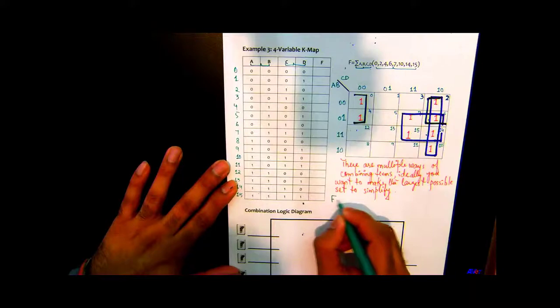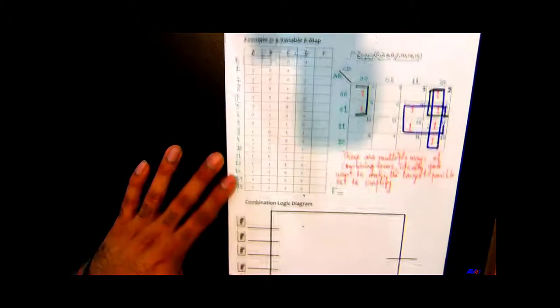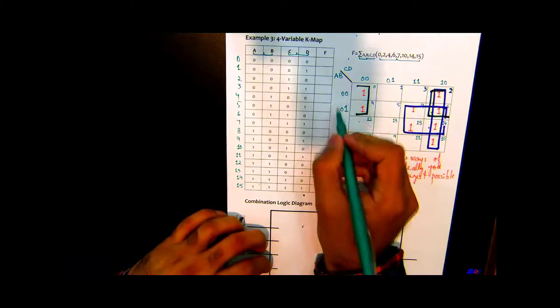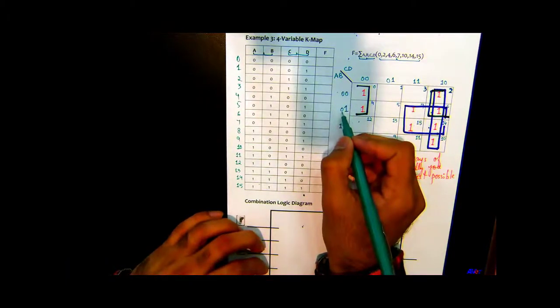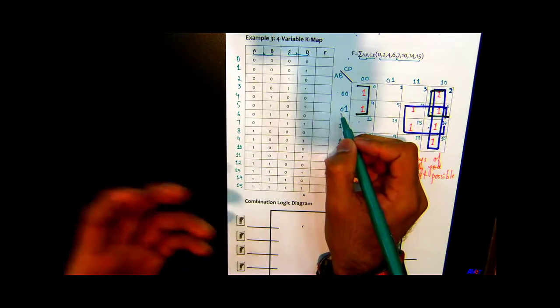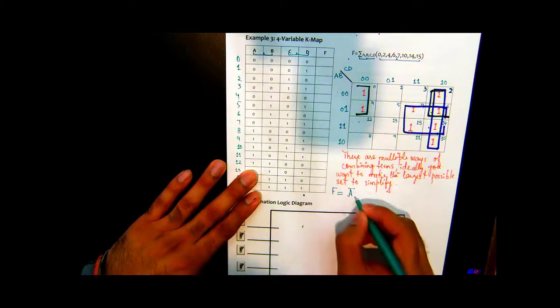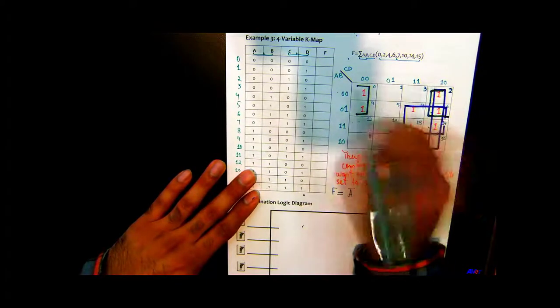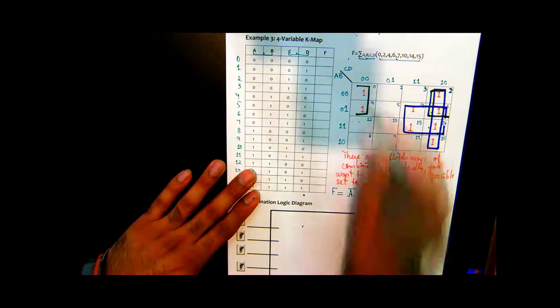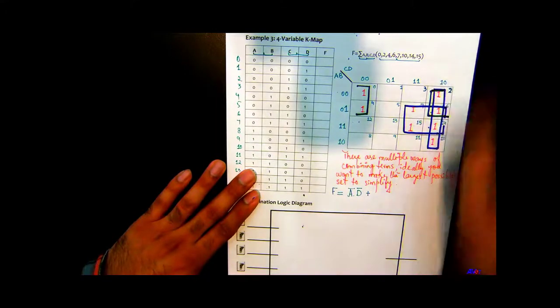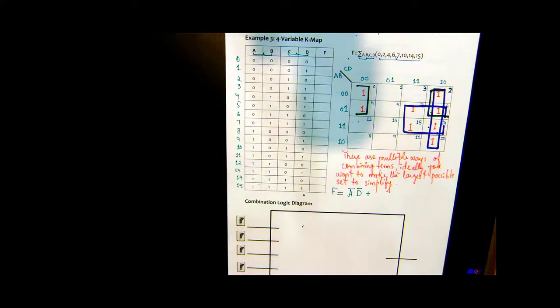F equals. Give me an expression for the green box, the green rectangle. What is the common here? This 0, what does it represent? A bar, right? A bar. And then what is common on the vertical axis here? 0 again, so that would be D bar. Correct?